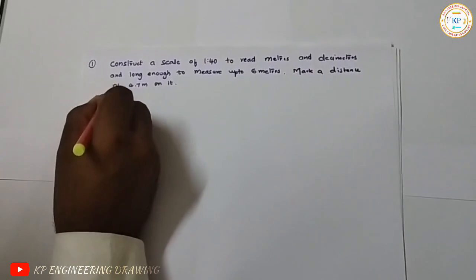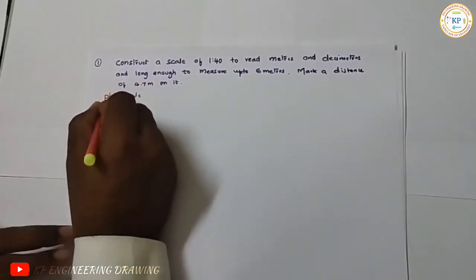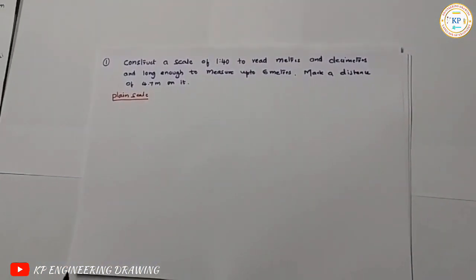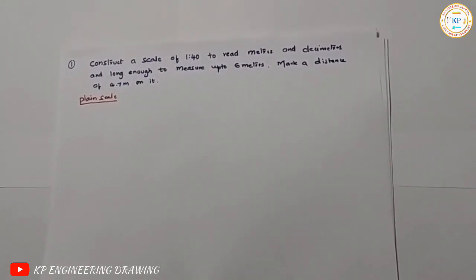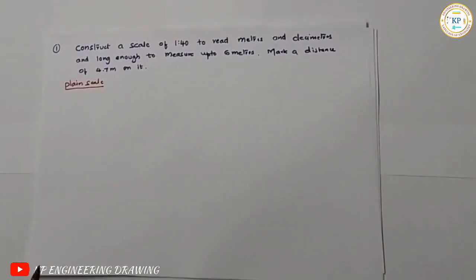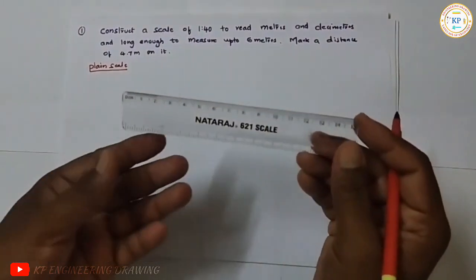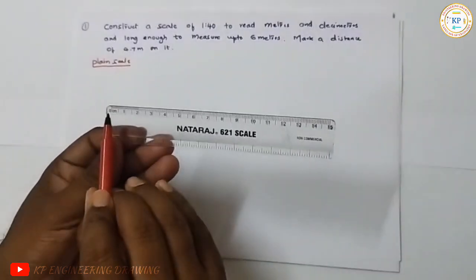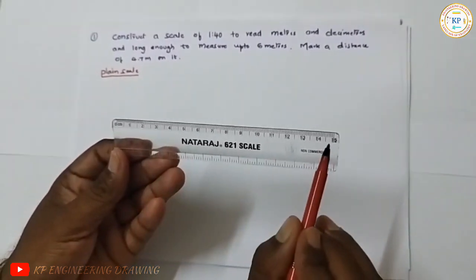So in plane scale, generally, you need to calculate two things, that is representative fraction and length of scale. And before going to see that, we'll see a simple example, that is scale. So generally we have a normal scale here. In this we have some conversions. See, this is centimeter scale. So 1 centimeter, 2, 3, 4 and 5 up to 15 centimeters.